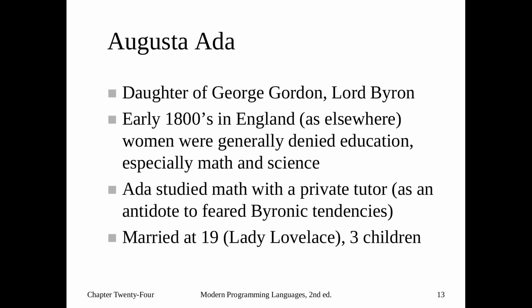So Augusta Ada was the daughter of George Gordon, Lord Byron. In the early 1800s in England, women were generally denied education, as was common during that time, especially in math and science. So in order to get around this, Ada studied math with a private tutor, and was married at 19 and became Lady Lovelace, and she had 3 children.